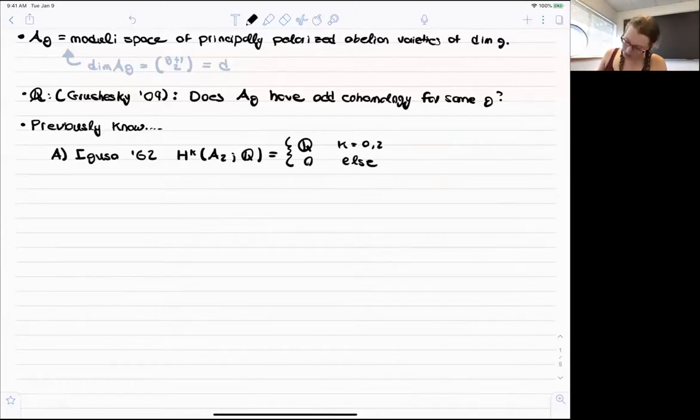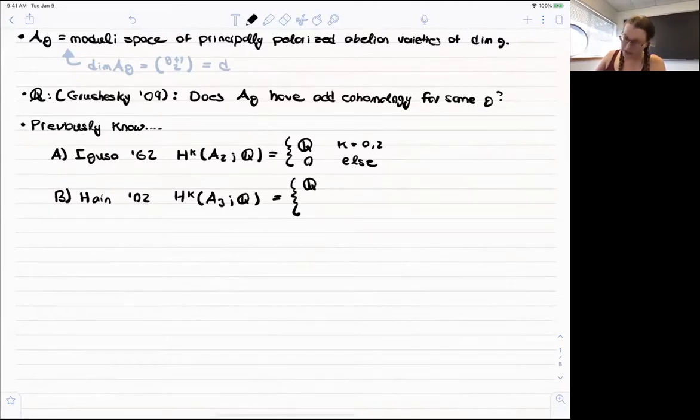Okay. 40 years later, in 2002, Hain did the next case, namely computing the cohomology ring of A_3, and he showed that there were 3 cases to consider, namely if k was 0, 2, or 4, the cohomology was isomorphic to Q. It was two-dimensional if k was equal to 6, and it was zero-dimensional otherwise. Okay?